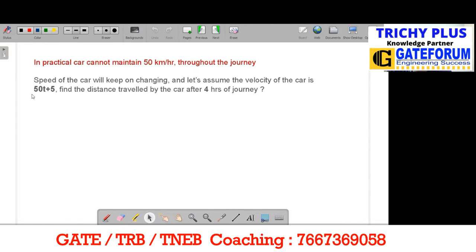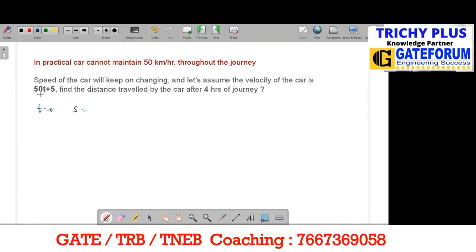So here I am putting it with respect to time. With respect to time, the speed of the car will change. So I am asking, what is the distance traveled by the car after 4 hours of journey? I will elaborate this for easy understanding. Let's say at t equal to 0 time, the speed of the car is what?